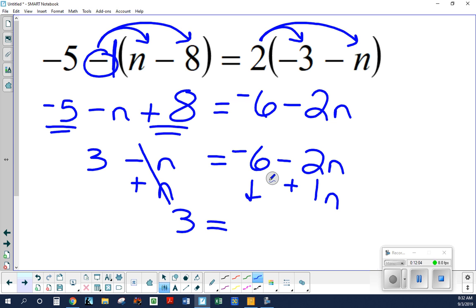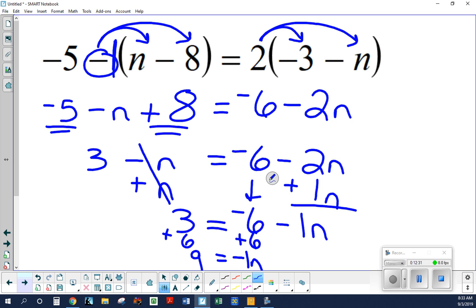On the right side, I still have this -6. But now I have -2 plus 1 is -1n. Writing the -1 is optional. You could just say -n and that would be fine too. So now I really just have one step here, and that's to get rid of this 6 so that the n is by itself. So I'm going to add 6 to both sides. I'm going to have a 9 on the left and a -1n on the right.